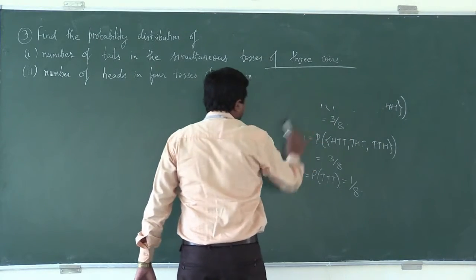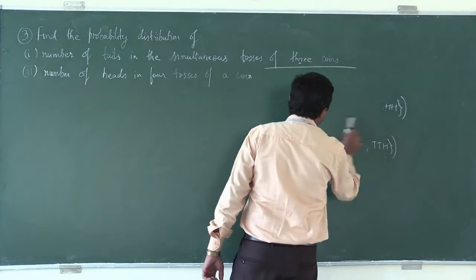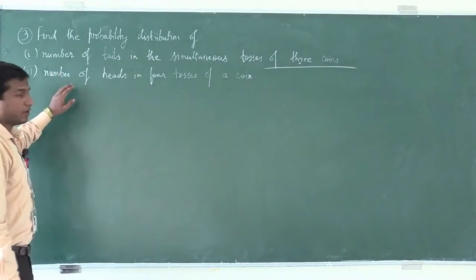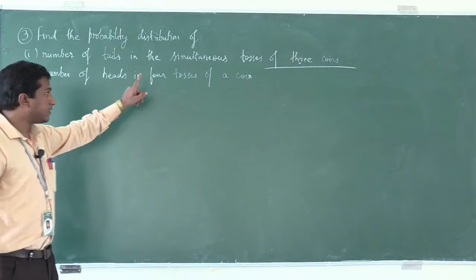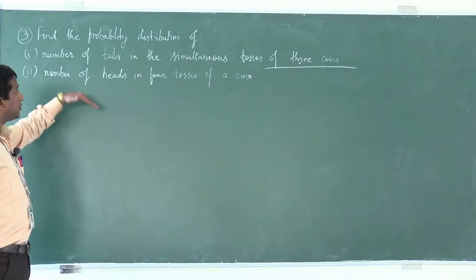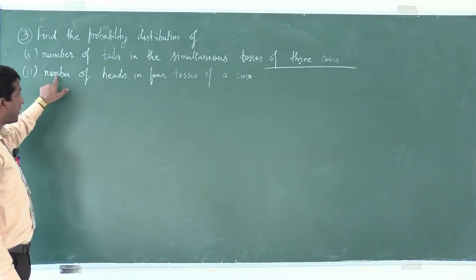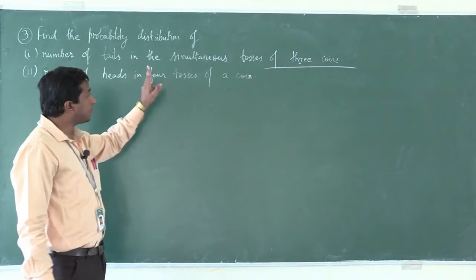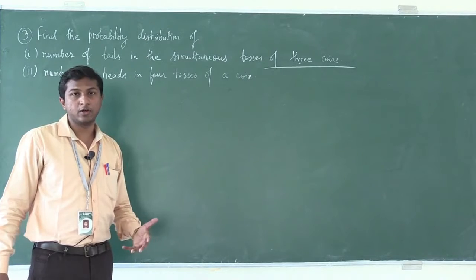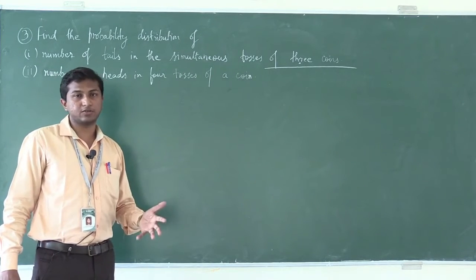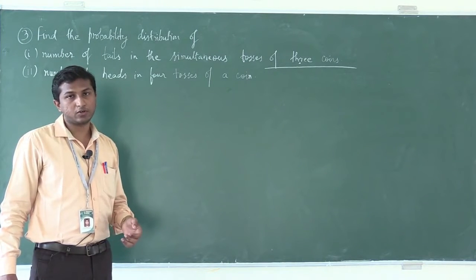What is given in sub-question number 2? We need to find out the probability distribution of number of heads in 4 tosses of a coin. Here we have to find out the probability distribution of number of heads. Number of heads is the random variable. What is the random experiment in 4 tosses of a coin? So the random experiment is tossing a coin 4 times, or 4 tosses of a coin.